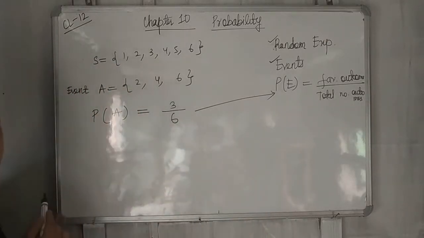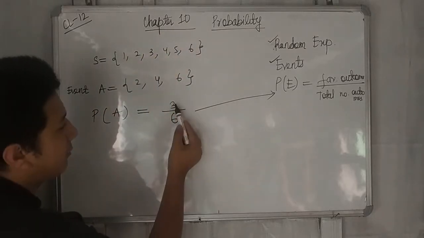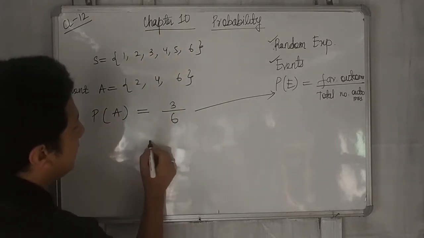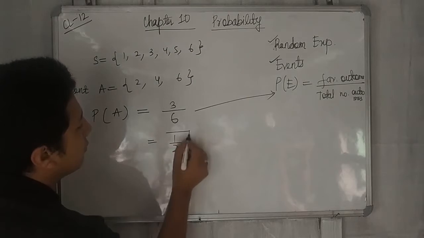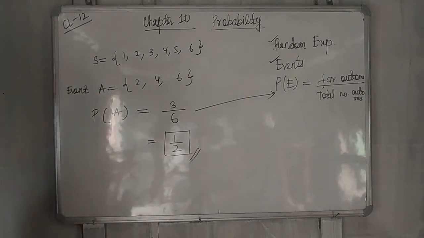So total number of outcomes, when I am rolling a die, there will be 6 outcomes. So hence it is 3 by 6. If we cancel it, then we get 1 by 2. In fact, this question we have already done in class 10 also.